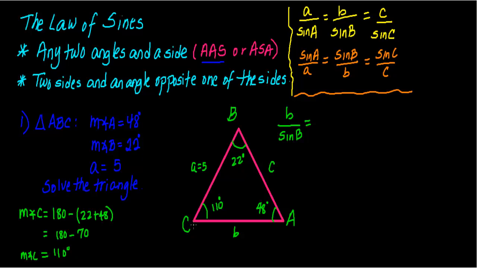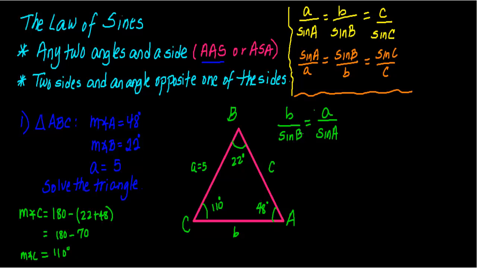Which of the two do I choose? You choose the one that has both pieces of information, that you do know the side, how long it is, and you know the angle. Because if you choose C over sine of C, you will have an unknown value of C and also an unknown value of B. You have two unknowns. You're not going to be able to solve it. So I'm going to equal this to A over sine of A.